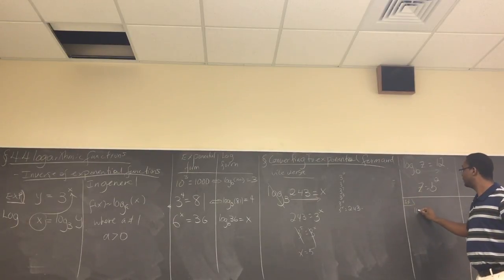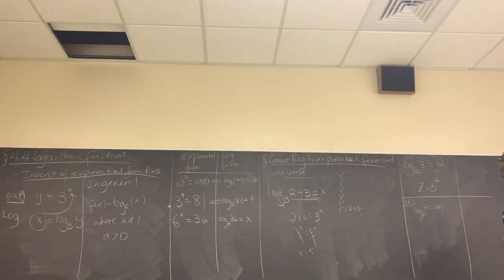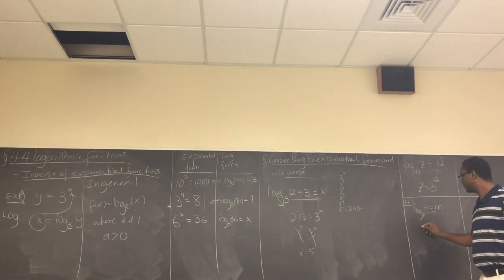So let's say I have log base 2 of h equals m. Write this in exponential form. Should take you longer to write the problem down than to solve it. Drop the log, take the base to the other side. So h is 2 to the m power.